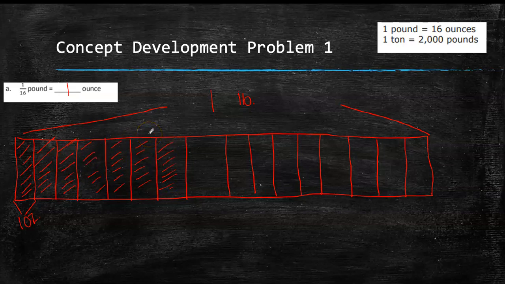So I shaded in 7, so 7/16. How many ounces? 7. Great job. Let's go ahead and try a new problem.